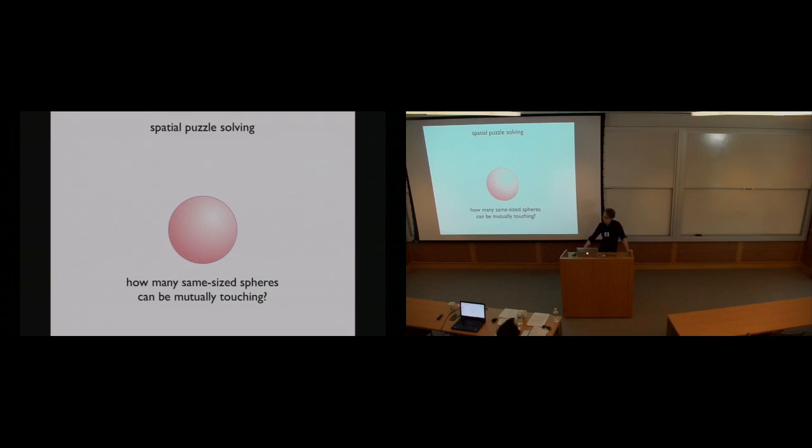So this is a spatial puzzle solving. We could formulate this in a parallel query. We've got a list of five spheres that are all the same size, and they're all touching each other. Then we would hit enter here. And in this case, it's false. So five is the limit.